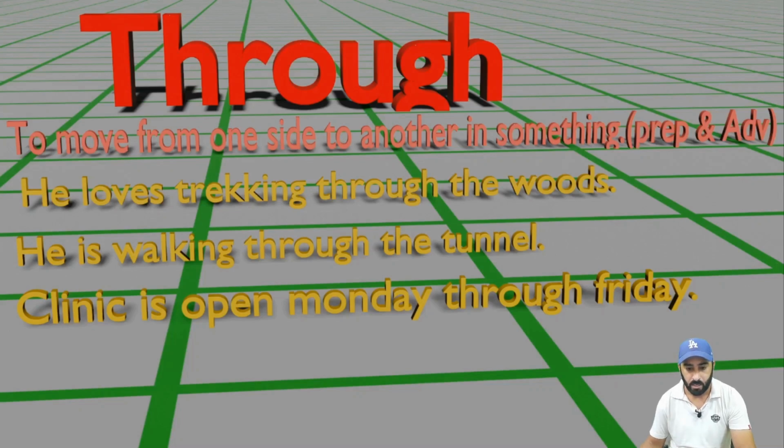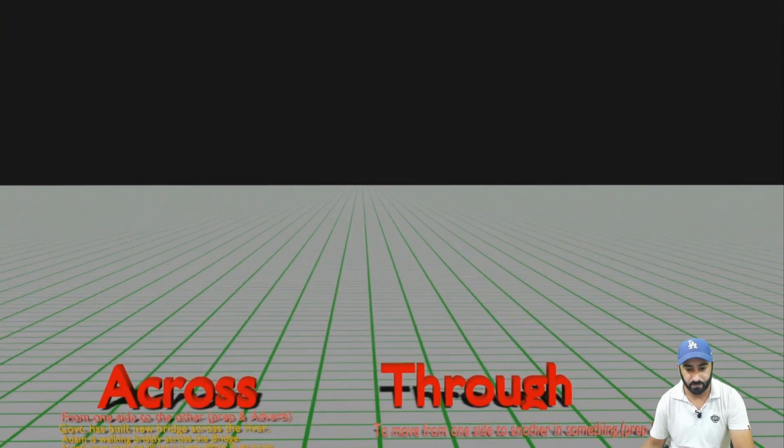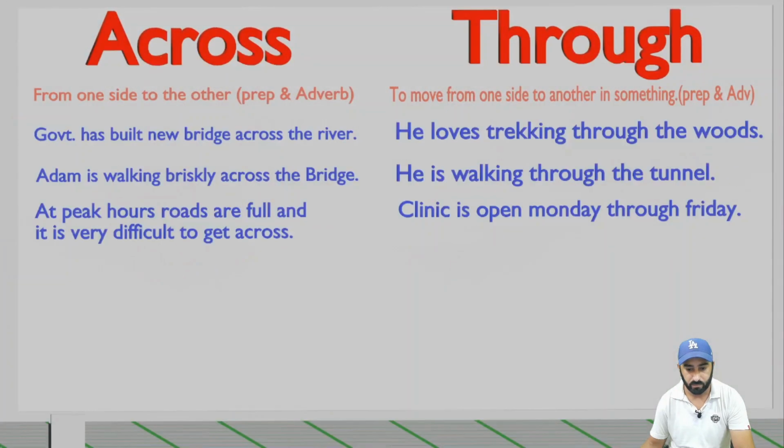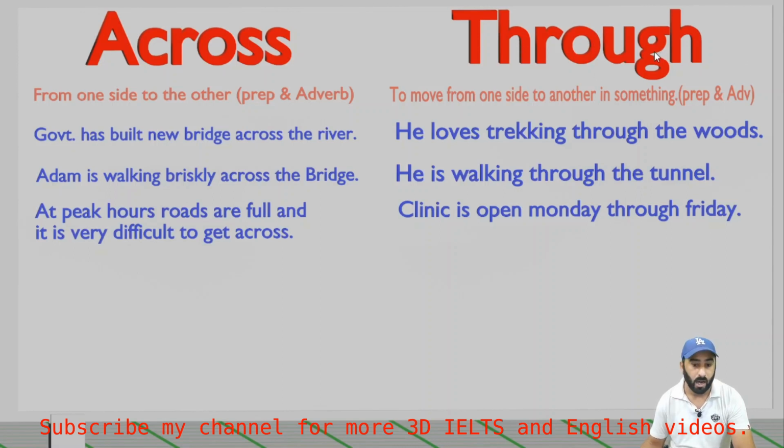Now it is time for the review. Let's take a simple review. We have across and through. Across simply means from one side to the other. जब भी हम किसी एक पॉइंट से दूसरे पॉइंट की तरफ मूव हो रहे हैं, so हम across यूज़ करेंगे. But we are not surrounded by anything. If we are surrounded by something and we are moving from one point to another, then we use through. Both these words are used as a preposition and a verb.